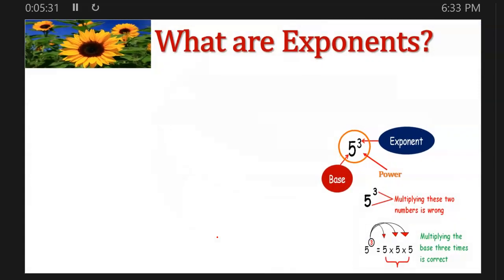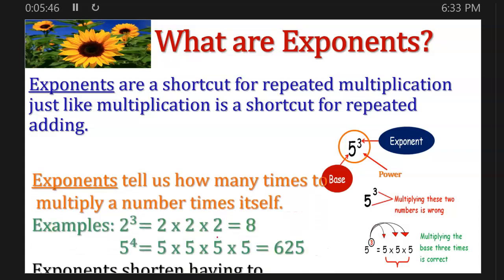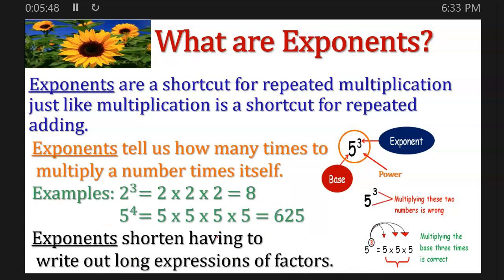All right, so let's review what are exponents. If you have watched the previous videos in this series, then you have already seen some of this information, but it's good to review it. Exponents are a shortcut for repeated multiplication, just like multiplication is shortcut for repeated adding. Exponents tell us how many times to multiply a number times itself.